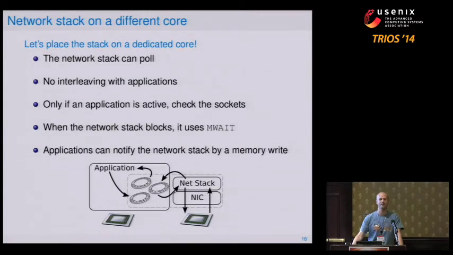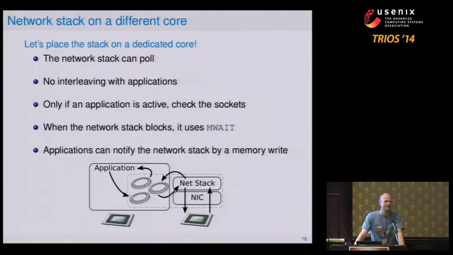So what if we place the network stack on a different core than where the applications are running? Then the network stack can easily poll with no interleaving and no interference with the applications. And it doesn't even have to poll all the time. It only needs to check the sockets if it sees some activity from the application. But how does the application signal the activity to the network stack? Well, it can set some flag, some mark somewhere in memory, which the operating system is checking.